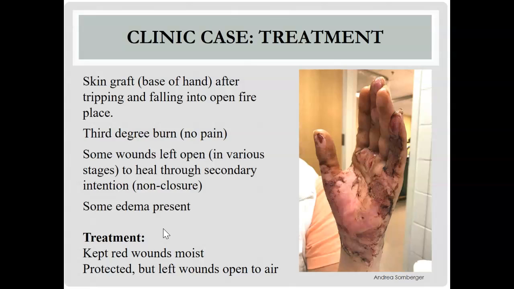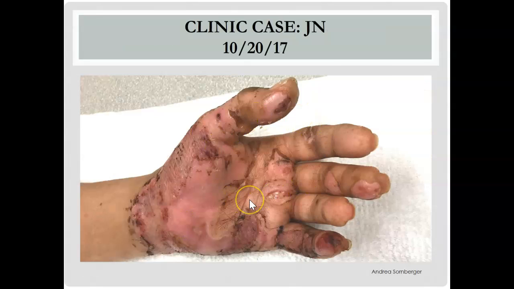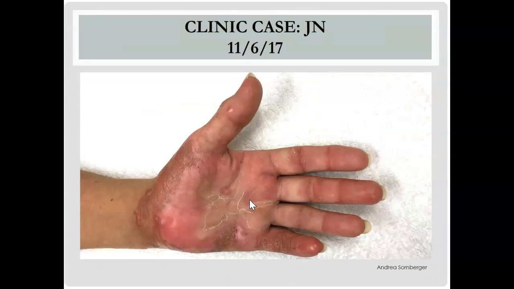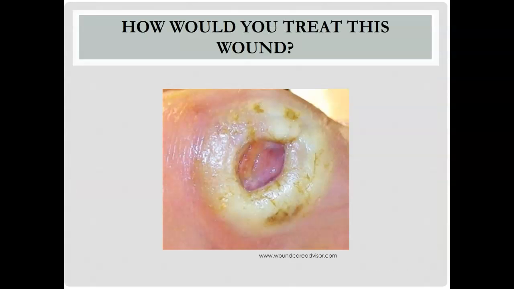How did they treat it? Keep the red wounds moist and protected, but leave the wounds open to air. So moisture with different wraps, leaving some of it open to air. This is how it progressed, this to this. So that was a pretty good outcome with that one. With this one, how would you treat this?